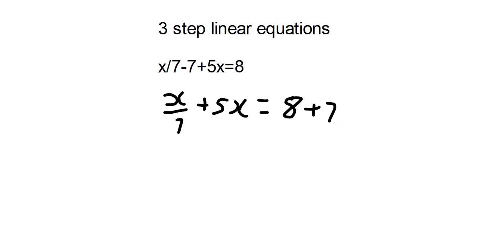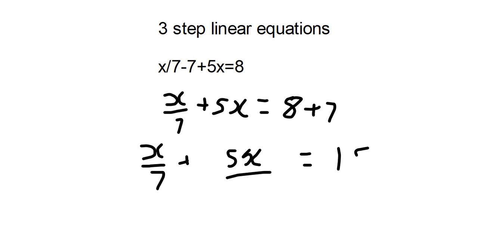Now I've got to combine my x over 7 plus my 5x. Do you remember adding fractions way back when? You have to have a common denominator. So I'm going to create a common denominator. So I've got x over 7 plus 5x. Now over on the right, I've got 8 plus 7 is 15. Now, how do I create a common denominator? I need 7 on the bottom.